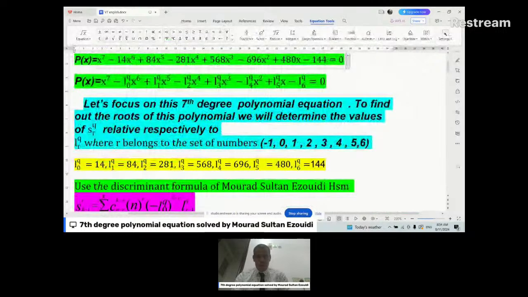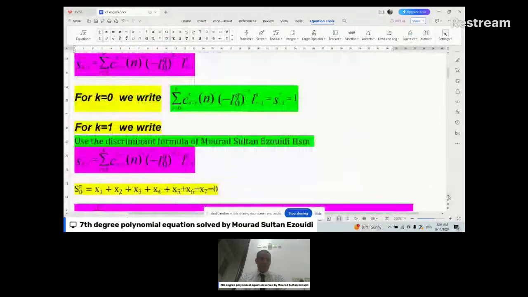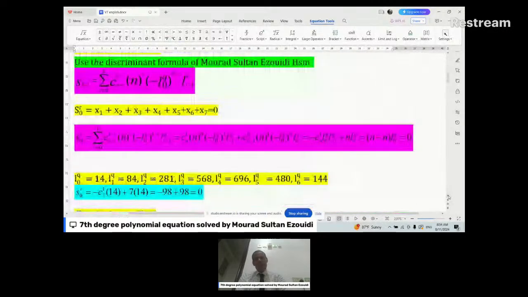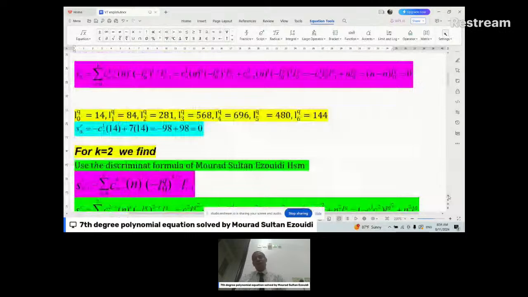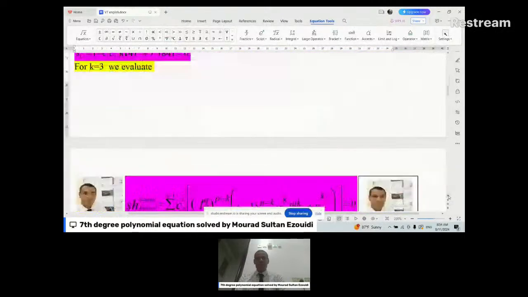Okay. Now, learners, I'm going to save this first. Now, learners, we continue. We obtain the coefficients of our new 7-degree polynomial equation that has roots labeled as x1, x2, x3, x4, x5, and x6. Now I'm going to solve this to continue.